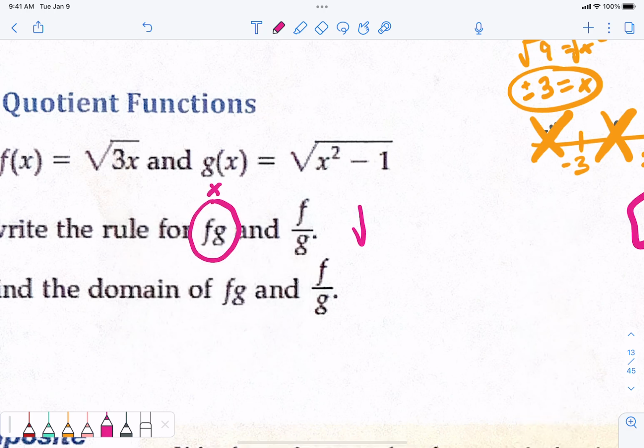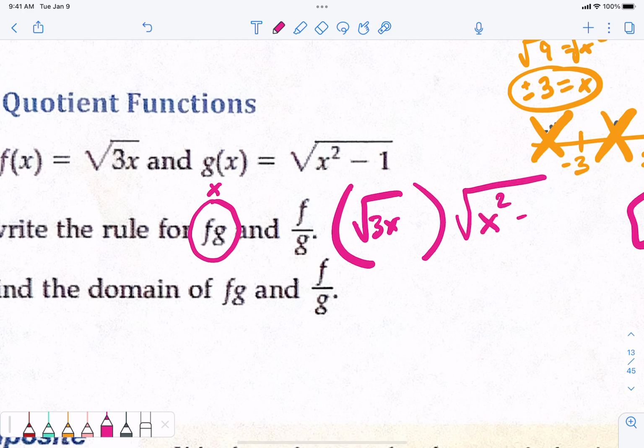We have the square root of 3x. Wait. Let me get rid of this. The square root of 3x times, I don't know why I put that in parentheses. Let me erase. Start over. The square root of 3x times the square root of x squared minus 1. Lovely. Can you put those together?